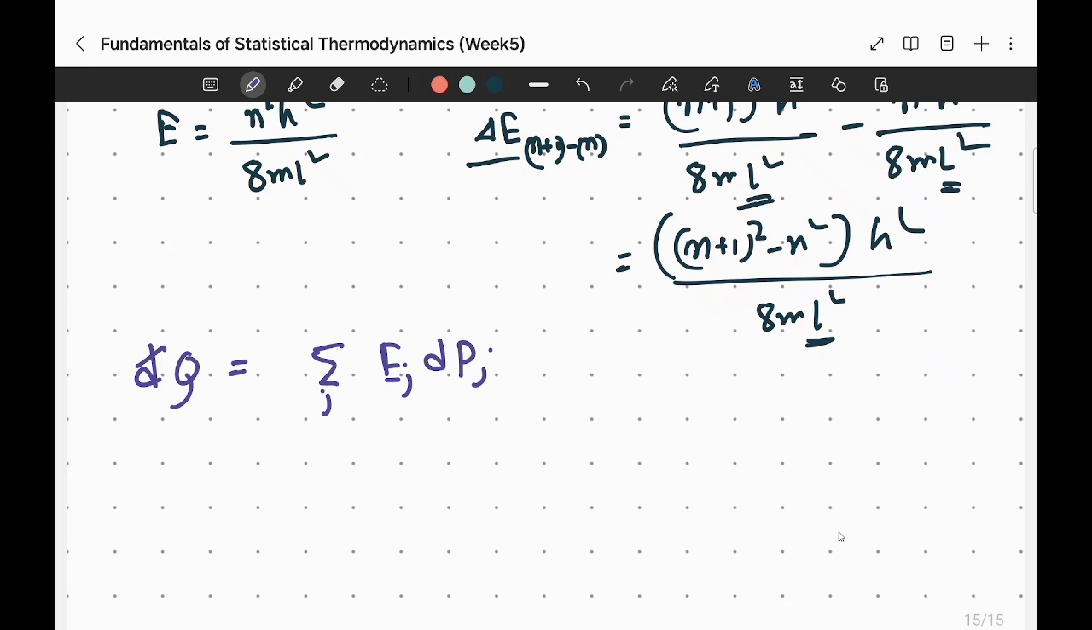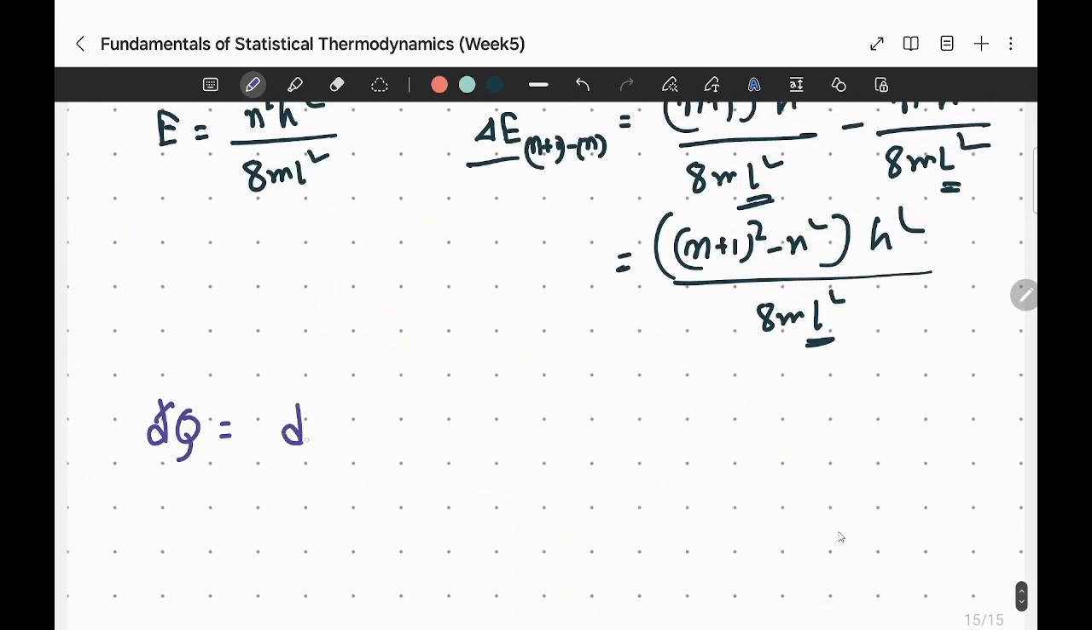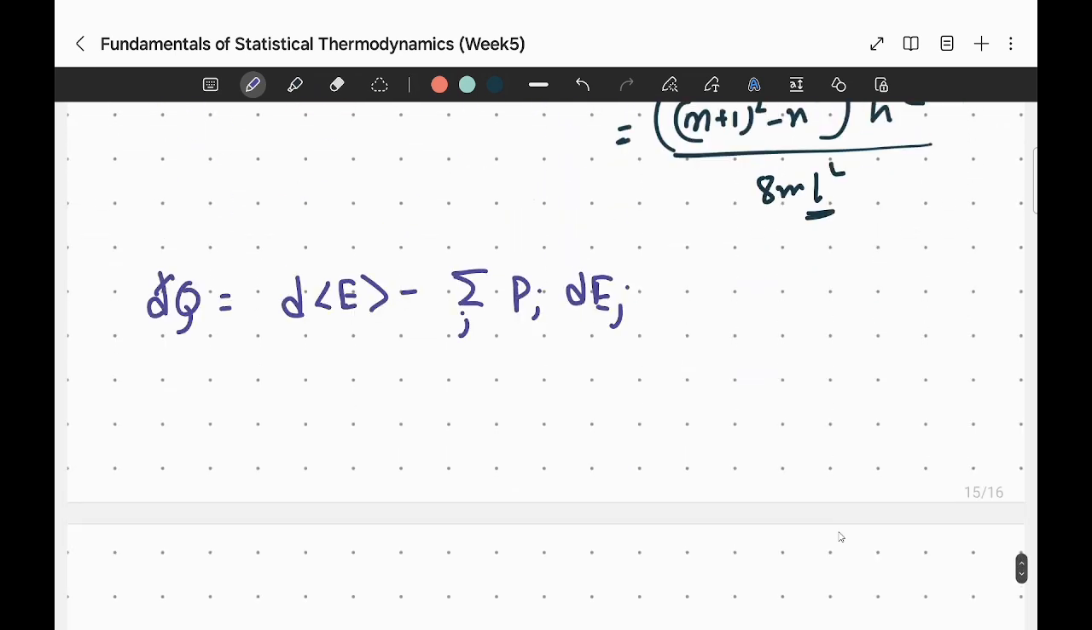So you can write it in general, d̶Q, just from this equation. From this equation, you can write it as the average of dε minus the sum over j of p_j dε_j. You can write it. Is it clear? Okay. So if it is, then what will be beta?